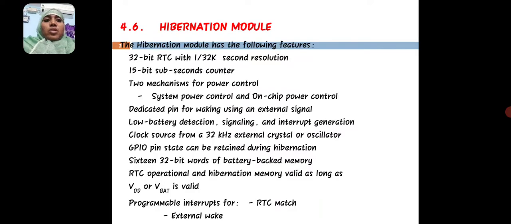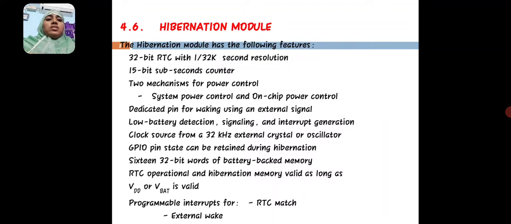So the hibernation module has the following features. We use an ARM processor, which is a 32-bit processor. The main features of the hibernation module are a 32-bit RTC with 1/32K second resolution and 32-bit sub-second counters, and two mechanisms for power control. One is for system power control and the other is for on-chip power control, right? So it controls the power as I explained.